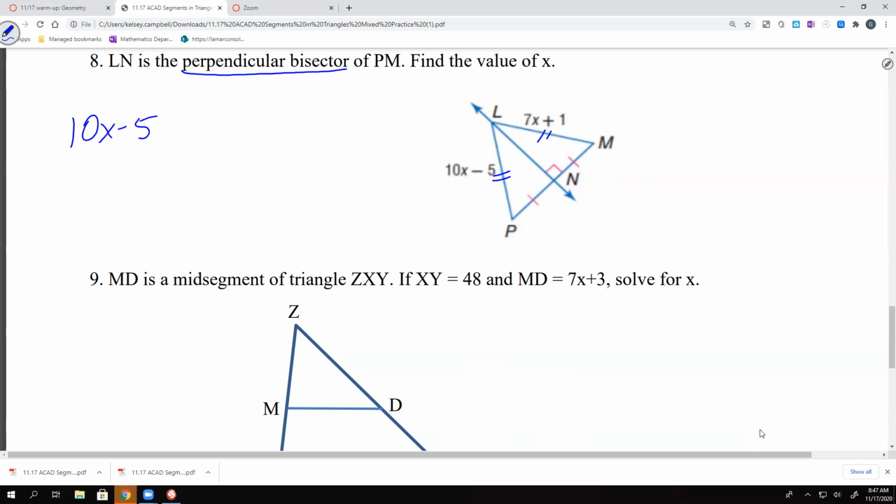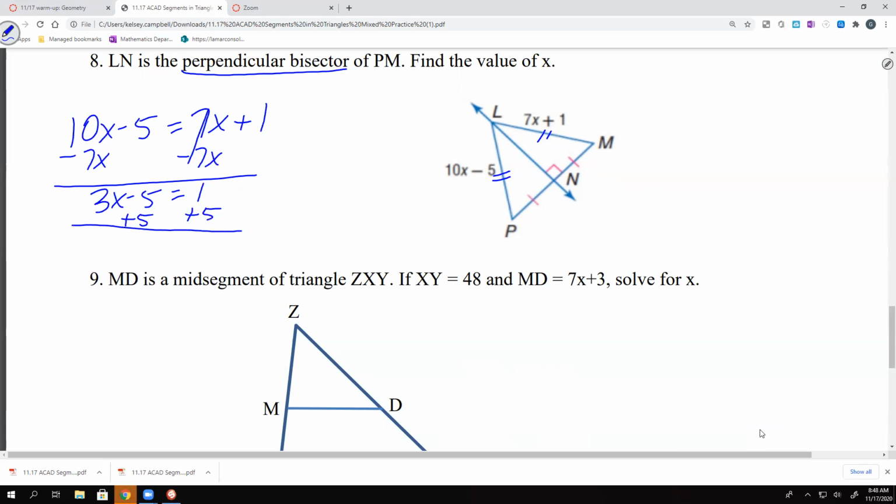So 10x minus 5 equals 7x plus 1. Okay? Help me solve it. All right. So take away 7x from both sides. So 3x minus 5 equals 1. Okay? Now everybody, right, add 5. So 3x is 6. Right, divide by 3. So x is 2. There you go.